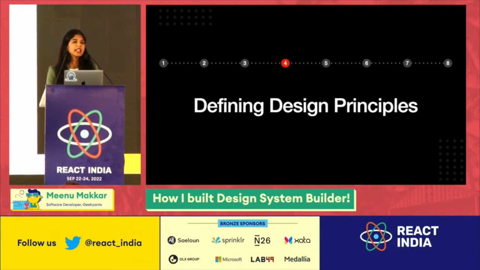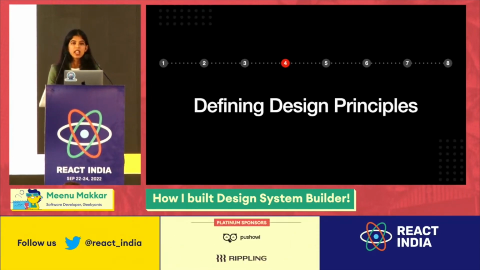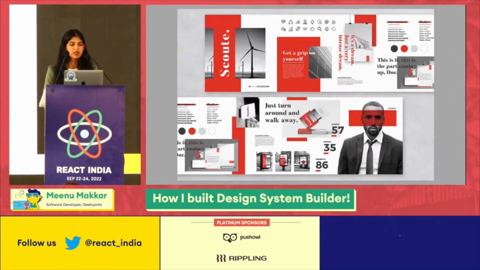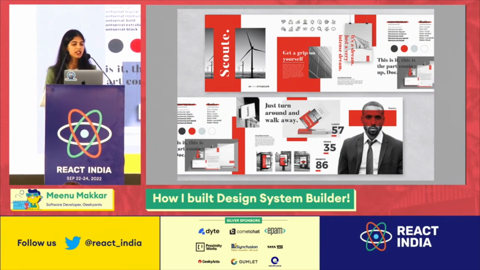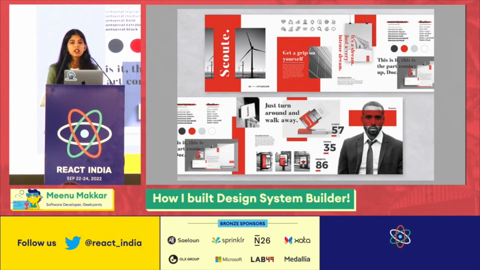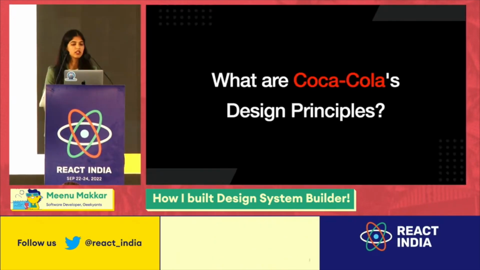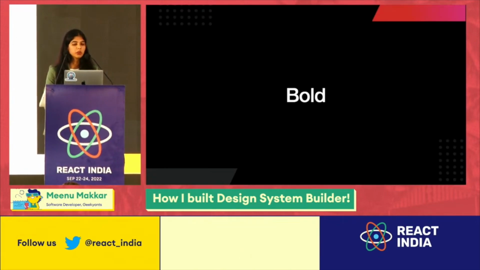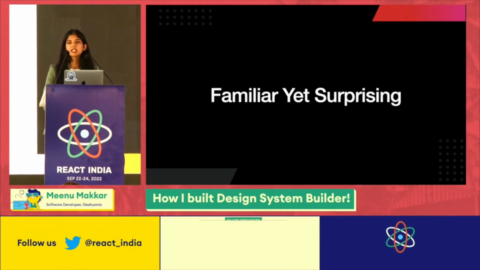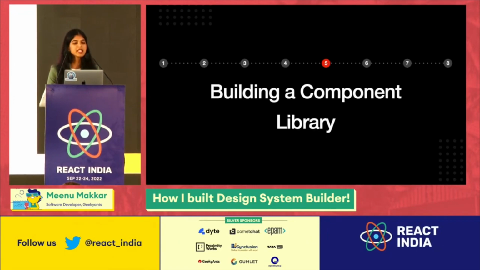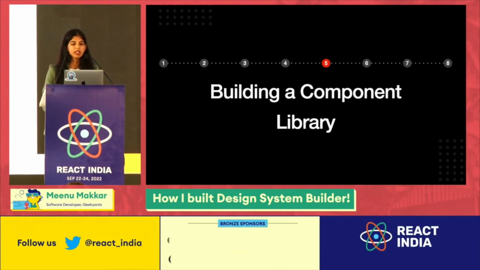After analyzing, we start with defining design principles. Decide design-related principles such as brand identity and values that are depicted using design. A good way is to use a mood board and start jotting down what feels right, what describes the brand. If we build a design system for Coca-Cola, design principles can be real, bold, the power of red, and be familiar yet surprising. Next is building a component library.